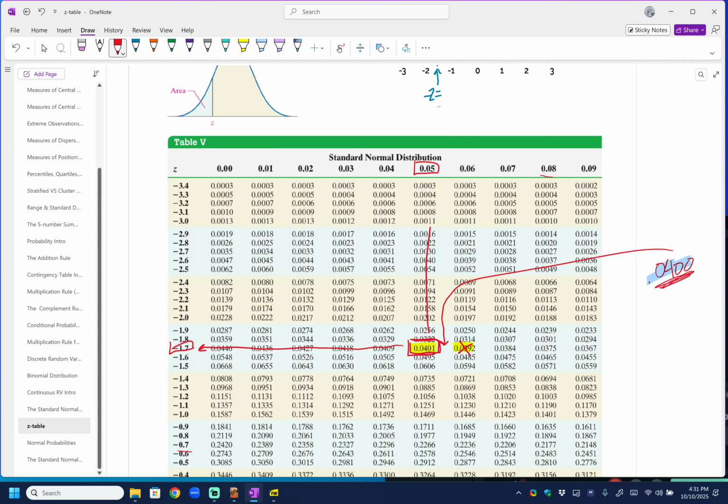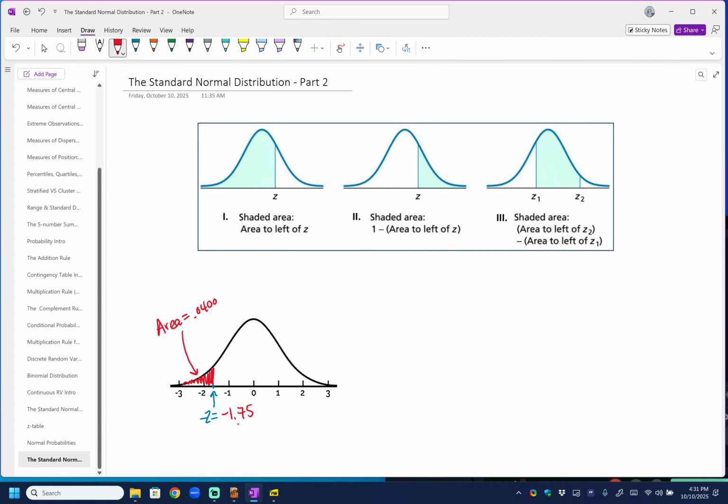and then up to 0.05 to get negative 1.75, which we then can just throw into our problem. And this value should make sense because if there's this little area, this value has to be on the left side of the curve. Therefore, this has to be a negative value. Therefore, in the end, we now know that a z-value of negative 1.75 has an area of 0.0400 below it.